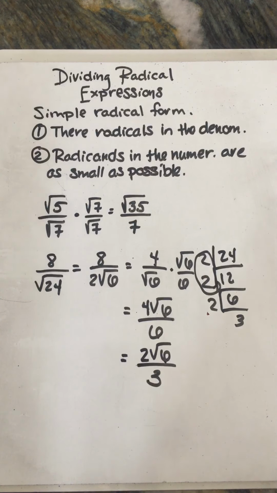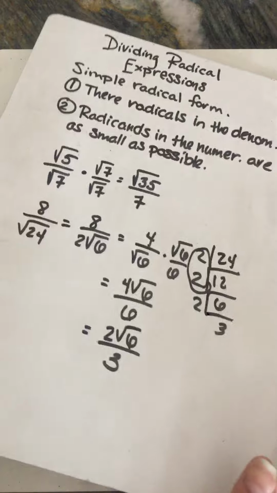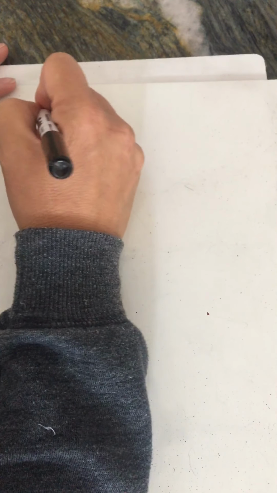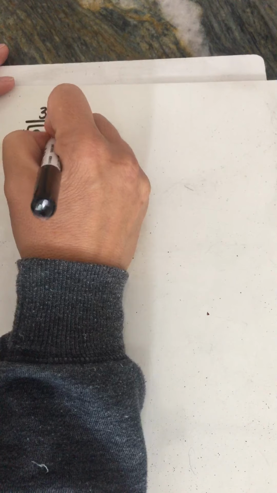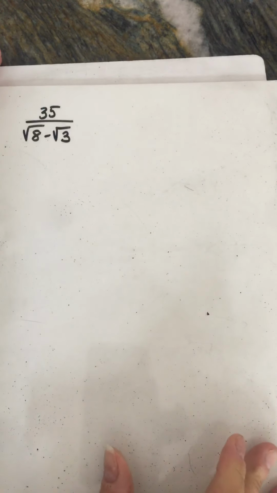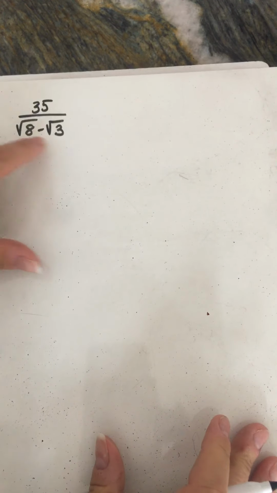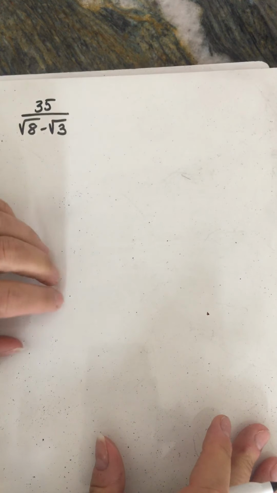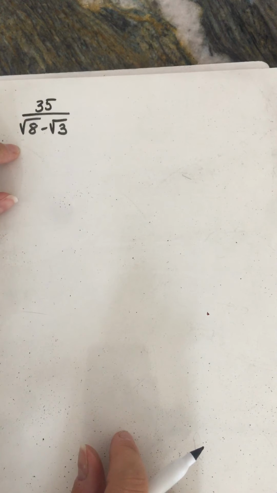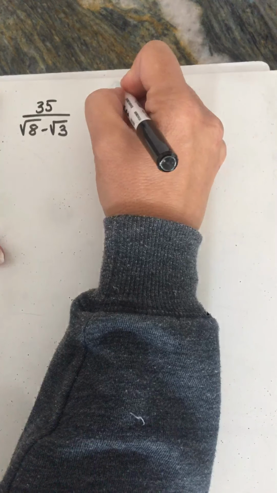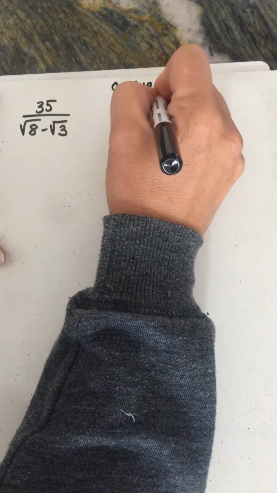Remember these? All right, let's take a look at what happens when we have a binomial in the denominator. So let's look at something like 35 divided by the square root of 8 minus the square root of 3. So we have a binomial here, which means we can't multiply by the 1 like a square root of 3 over square root of 3 or a square root of 8 over square root of 8. We're going to multiply by the conjugate.